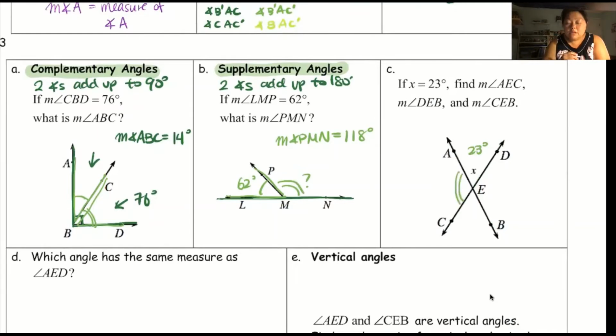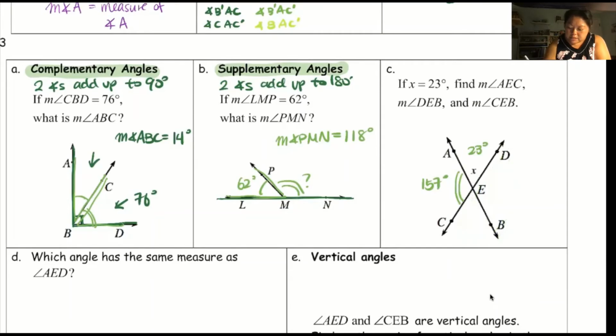So I would ask you literally to cover up your paper, block off this half, and just look at what we have here. Doesn't this look like part B, where we had a straight line and then the two angles add up? So they are supplementary. So if they're supplementary, they need to add up to 180. What's 180 minus 23? 180 minus 23 is 157, right?